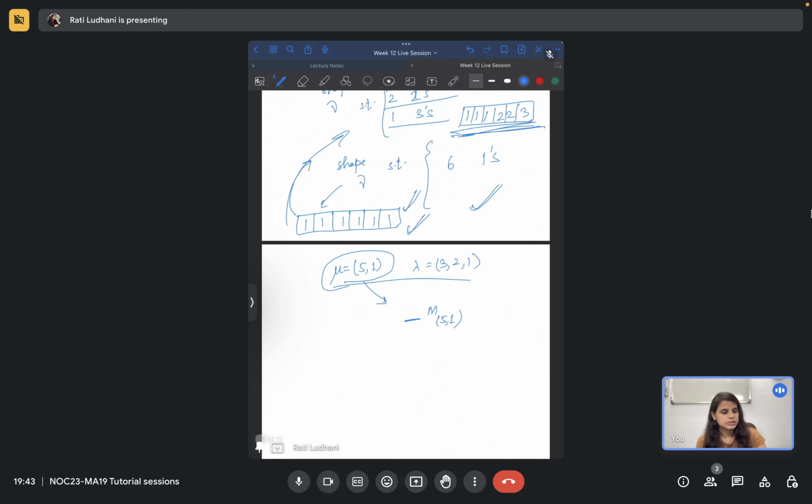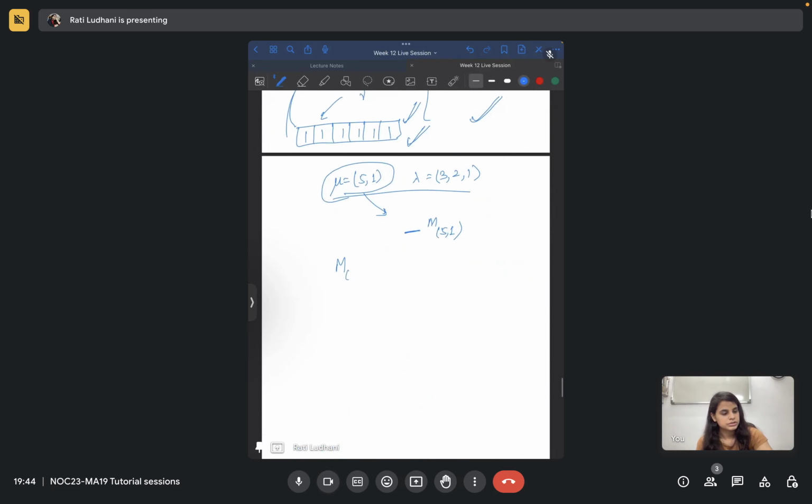So let's calculate with this again. We need to find the Kostka number K lambda mu, which is the summation. Lambda is 3, 2, 1, and mu is 5 comma 1, equal to the summation over nu of K gamma 3, 2, 1 comma nu times K gamma comma nu 5, 1. The first one is 3 ones, 2 twos, 1 three, and the second one is 5 ones and 1 two.